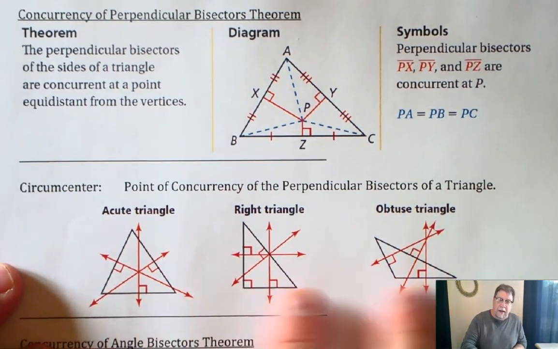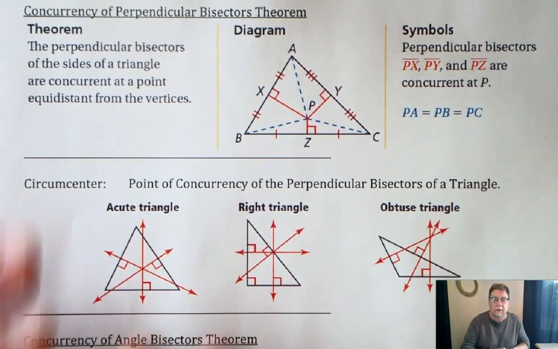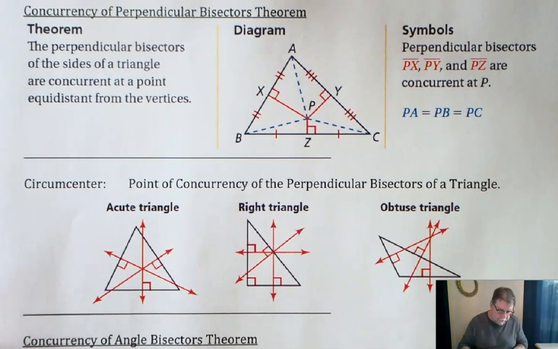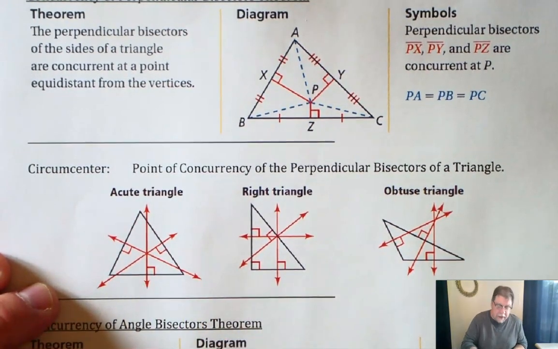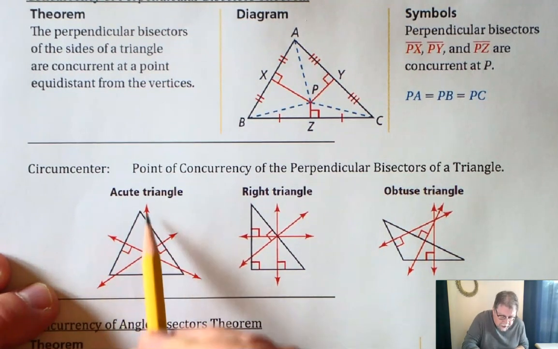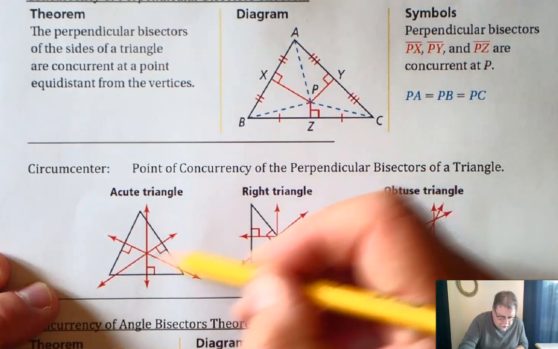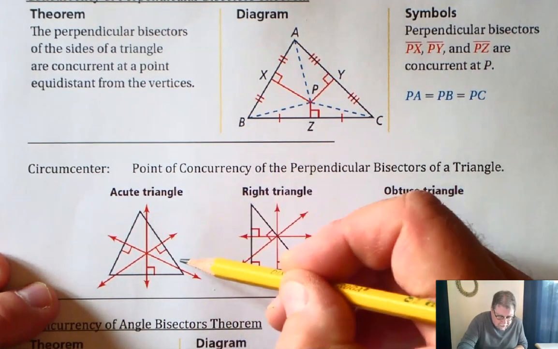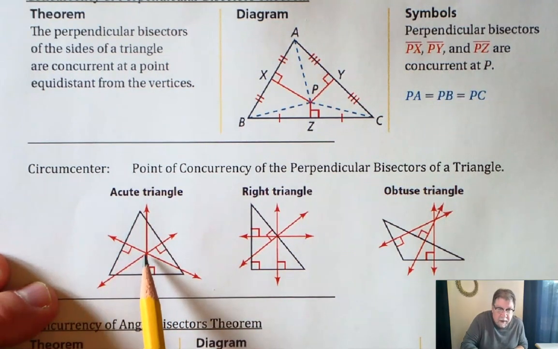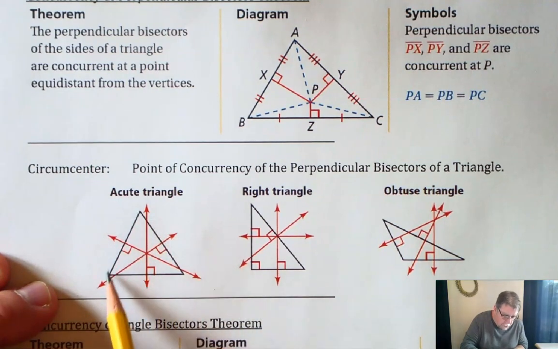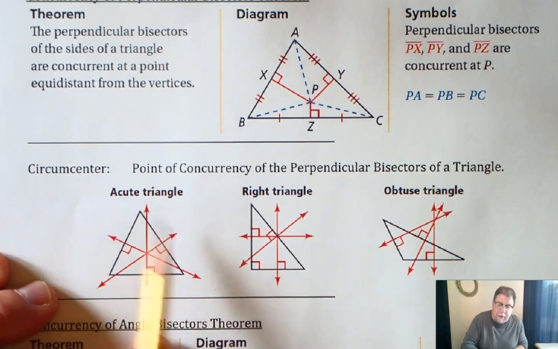And if you look, here are three examples of those points of concurrency, those circumcenters. If you have an acute triangle, and we draw these red lines, they would represent the perpendicular bisectors of each side of the triangle. So here's a side of the triangle. This red line is the perpendicular bisector of it. This red line is the perpendicular bisector of this side. And this red line is the perpendicular bisector of this side. They all meet right there. And so that's the center of the circle that would touch each point of the triangle. The circumcenter. We could circumscribe a circle around it.